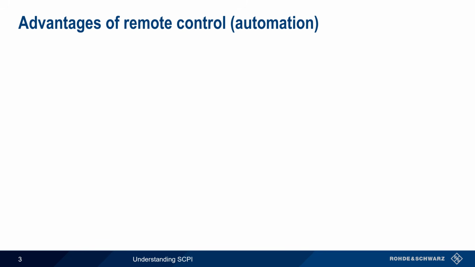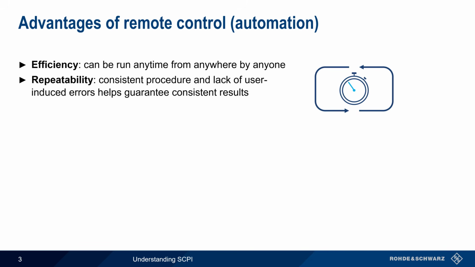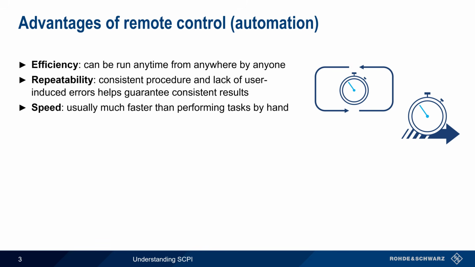There are many reasons for using remote control or automation. The first is efficiency. Remote control does not require a skilled human operator to physically interact with the instrument in real time to make and record measurements. Because the same procedure is used each time a measurement is made, the results are usually much more consistent and largely free of operator-induced variability or errors. In most cases, remote control performs tasks much more quickly than doing them by hand.